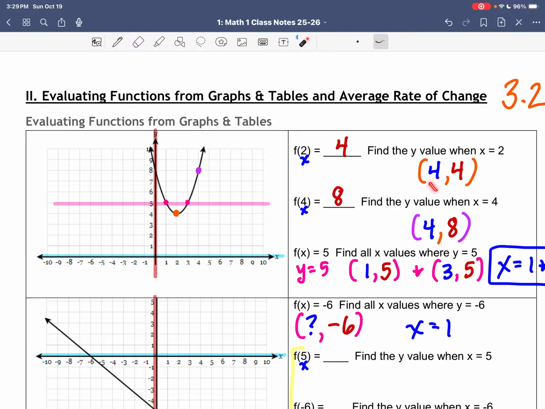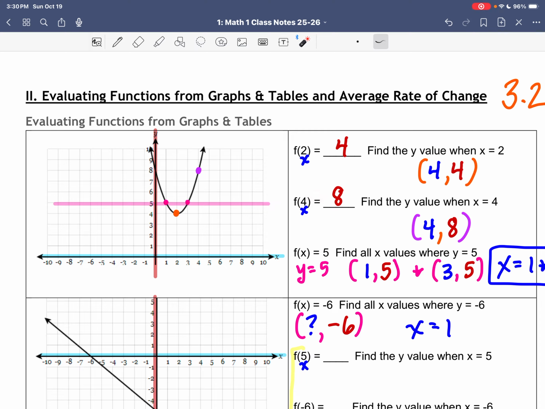You can also think of it as an ordered pair. So when x is 2, y is going to be 4. All right, so now let's look here. It says f of 4 equals, so we're going to find the y value when x equals 4. So again, if 4 is your x, we're going to go over here to 4, go up to our graph right here, and then look over to see what is related to 4 at that point, and it would be 8. So f of 4 equals 8.